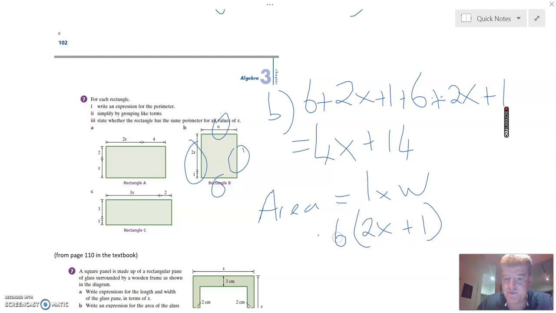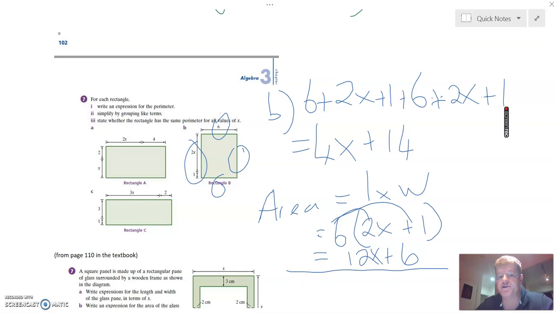I'm just going to change it around, just because we're a little bit more used to seeing that 6 in the front of the brackets. So now we can expand it. 6 times 2x is 12x. 6 times 1 is 6. 12x plus 6 is our area. And if we're told that x equals 1, we could work out that the area is 12 times 1 is 12, plus 6 is 18 units. So that's how we can use some algebra to find the perimeter and area of a shape.